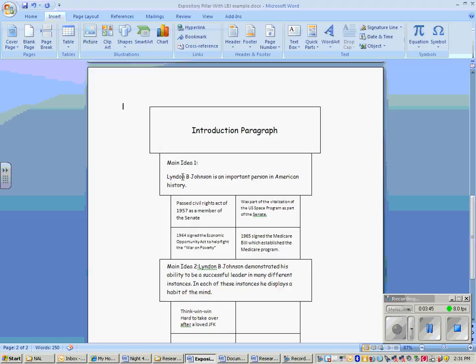This main idea is the one that Ms. Nettle created. Lyndon B. Johnson is an important person in American history. Yours will say, whoever your person is an important person in American history, or whatever your event is an important event in American history. And then you are coming up with 4 details that support that.